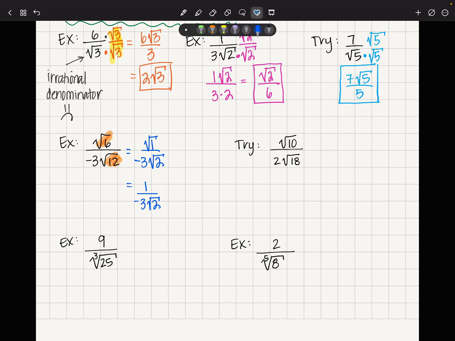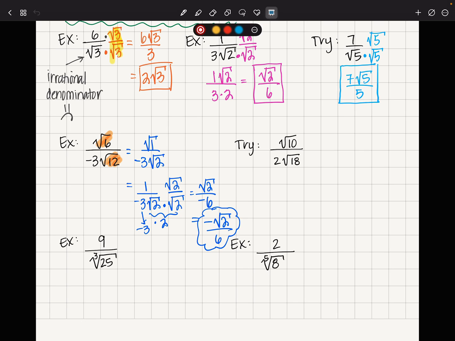Now that denominator has that radical 2, and I need one more to make a pair. So I'm going to multiply by the square root of 2 in the denominator and the square root of 2 in the numerator. And that will give us a final answer of the square root of 2 over 3 times 2, negative 3 times 2, which is negative 6. Now I would move that negative to the numerator, so I have negative square root of 2 over 6, and then just bubble it or box it, and we're good to go.